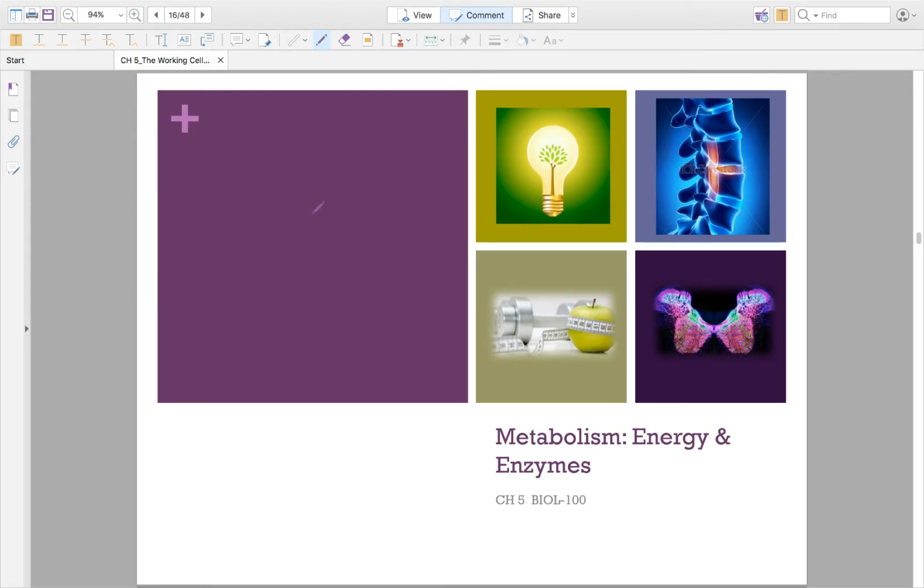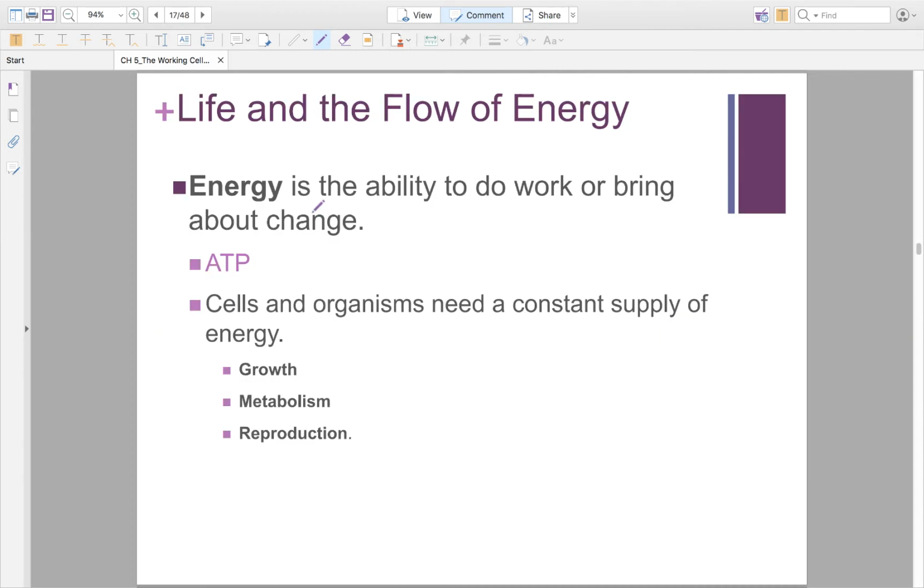Okay, the next part of this chapter is metabolism, energy, and enzymes. So this is the second section of chapter 5, but it's still chapter 5. Now, let's start from the very beginning. So we need to talk about energy and basically how energy works, and then we will go from there.